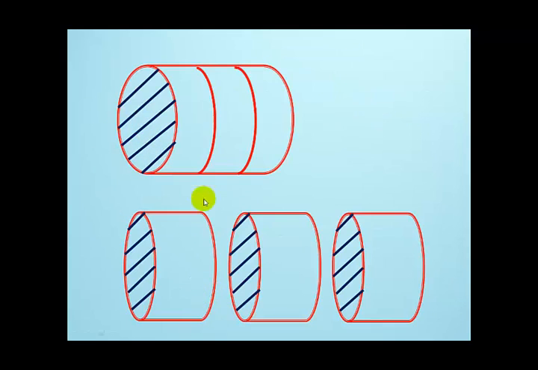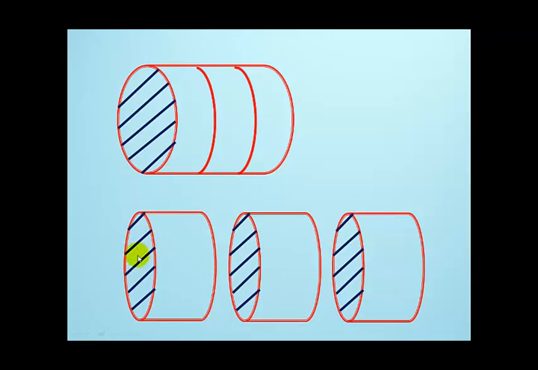Now, if you try to cut across the cylinder as shown, these are the three shapes you are going to have. Take note that the cross section is uniform. It is the same cross section. That is what we call a prism. So prisms are solids with uniform cross section.